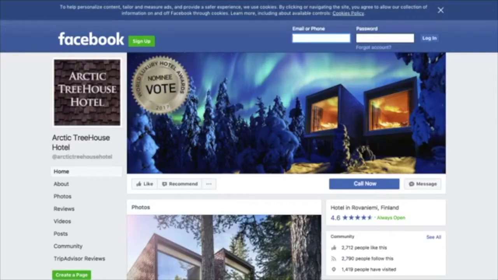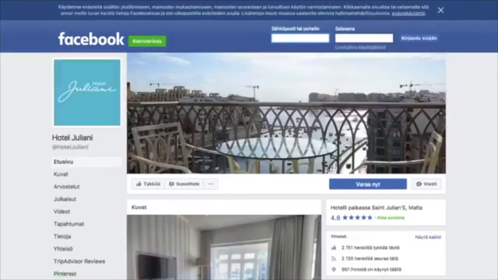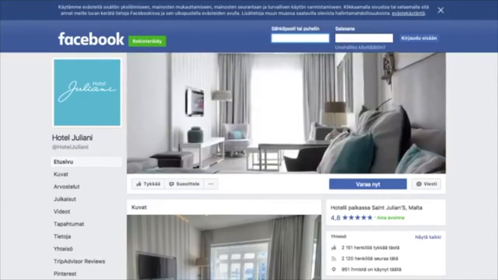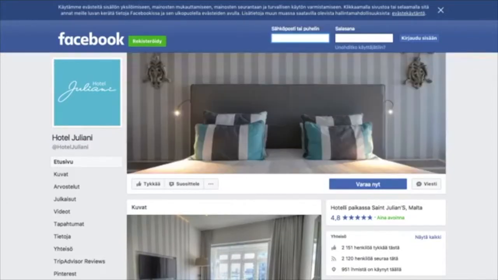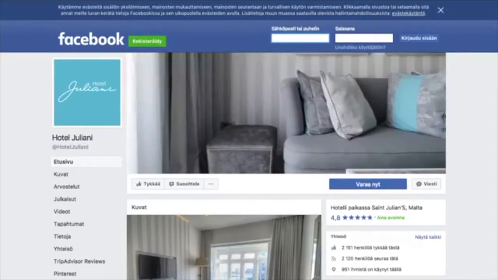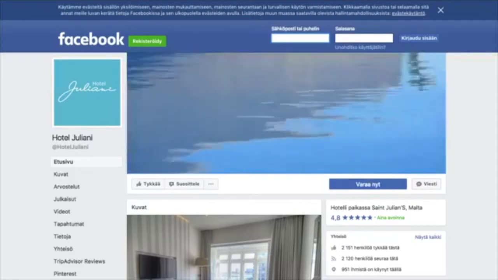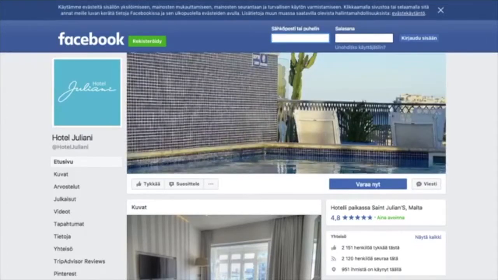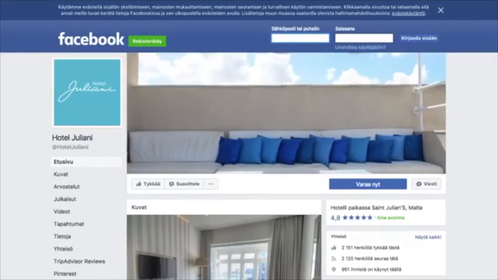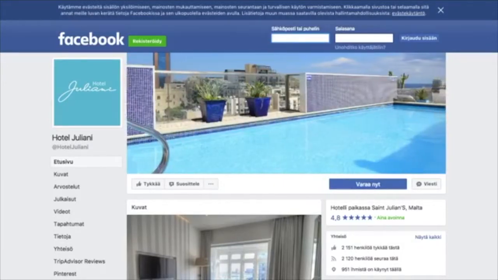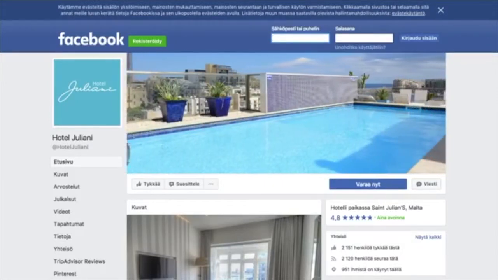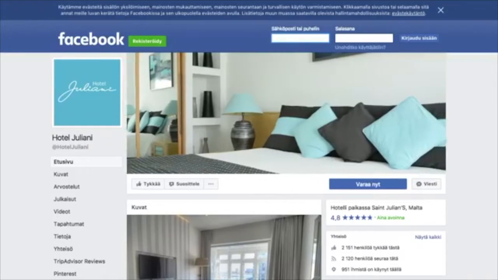Let's take a look at a different hotel. Now we're going to Malta. Hotel Giuliani is a hotel at St. Julian's Bay in Malta. It's a small area, but they are very well known for the hotels and restaurants. And this hotel is located smack in the middle of Giuliani.